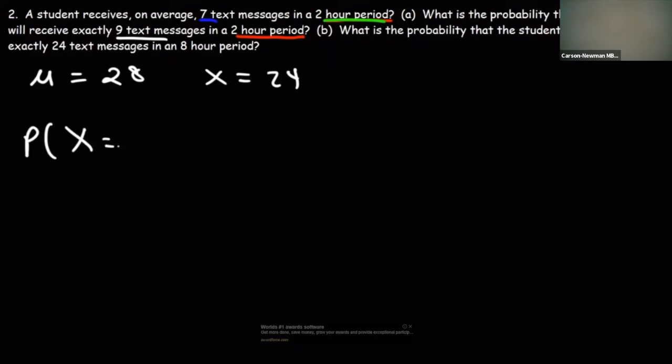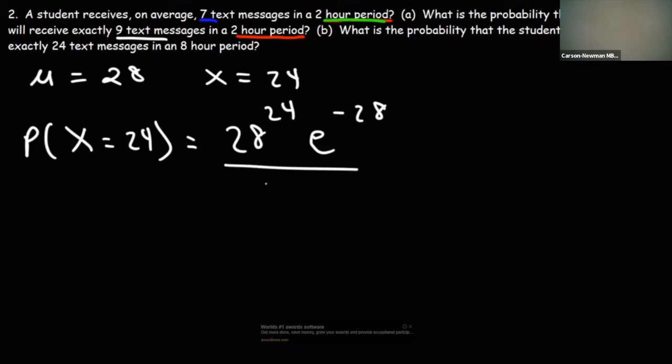So we're going to use this formula. P of x equals 24. That's going to be mu to the x. So that's 28 raised to the 24 power times e raised to the negative mu, which is 28, divided by x factorial. And so that's going to be 24 factorial.